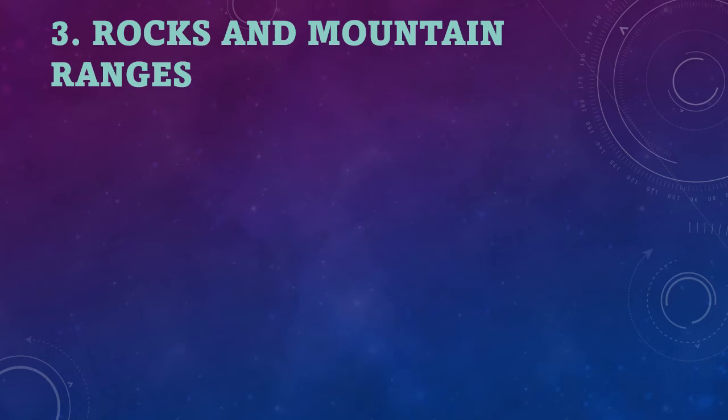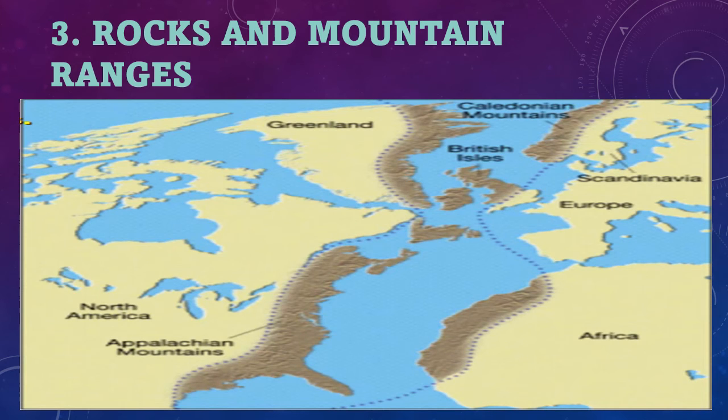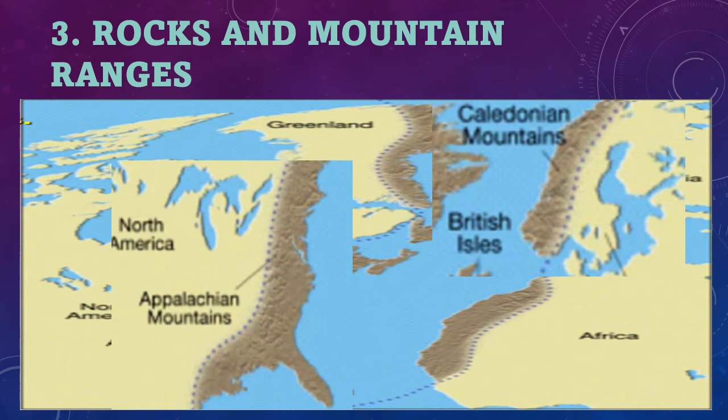The third evidence is found in rocks and mountain ranges. Just like the Caledonian Mountains from Scotland make a perfect pair with the Appalachian Mountains in the United States. When measured and put into a map, these mountains contain nearly identical rocks and structures.